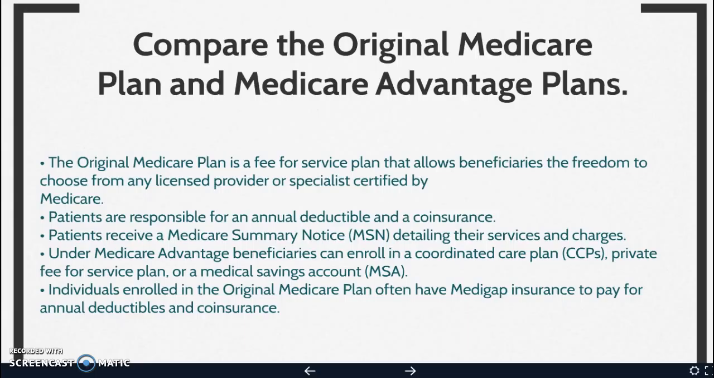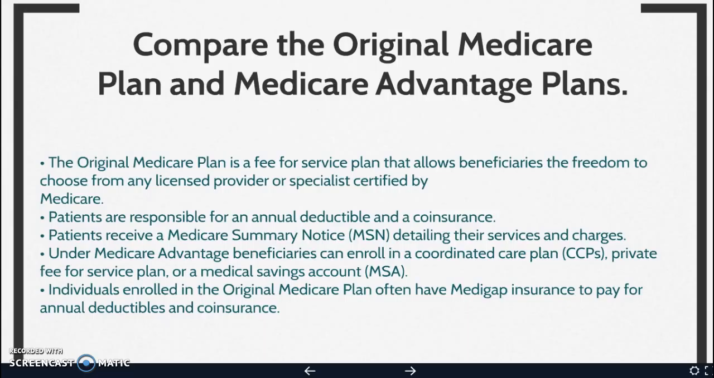The next one is fee-for-service, and under a Medicare private fee-for-service plan, patients receive services from Medicare-approved providers or facilities of their choosing. The plan is operated by a private insurance company that contracts with Medicare but pays on a fee-for-service basis.